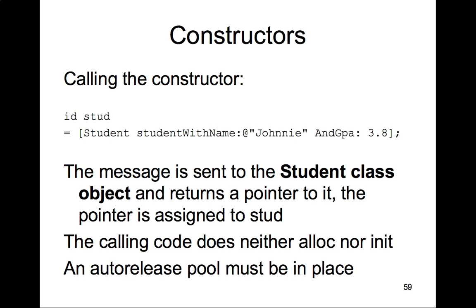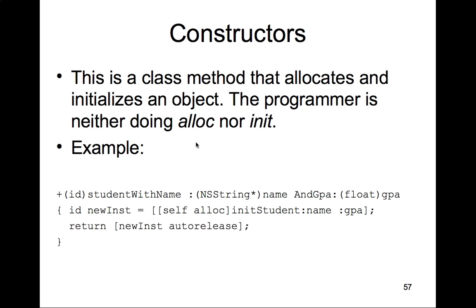But in Objective-C we have initializers and constructors, but the constructors are man-made or programmer-made in a sense. So the message is sent to the student class object and returns a pointer to it, and then the pointer is assigned to student. Calling the code does neither an alloc nor an init when we call it. And the autorelease pool must be in place. Well, because it's in here, it has to be in place in here. In the new instance autorelease.